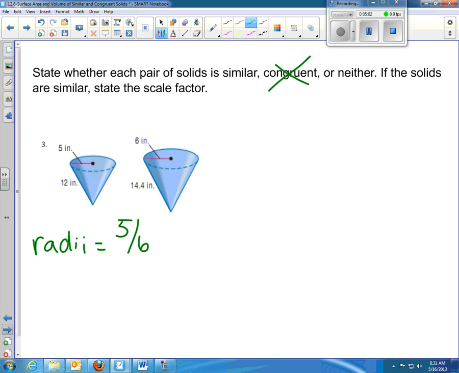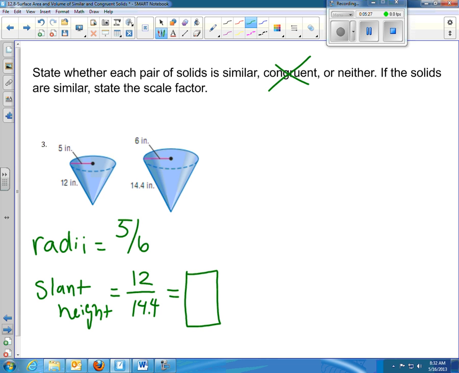of 5 to 6. And our slant height is the other measurement we're given. And we get 12 and 14.4. Now here's the one thing I want you to do: I want you to see if you can reduce this down on your calculator. Now it's got a decimal in it. So find out how to go from a decimal to a fraction and find out what this missing scale factor is. And let me know, is this similar or is it neither?